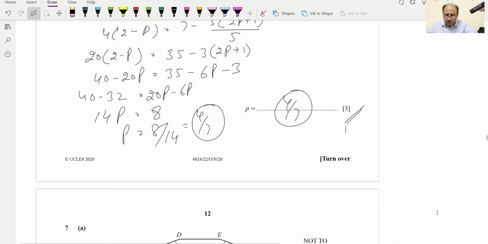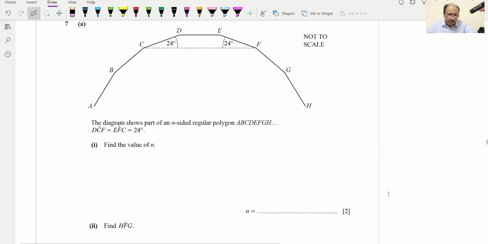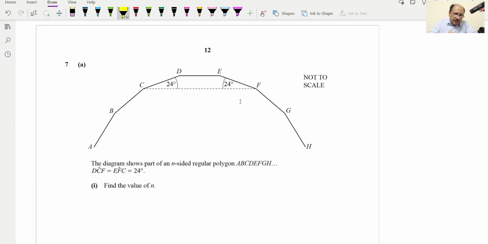Hopefully you understood this. Question number 7a part, diagram is not to scale. The diagram shows part of an n-sided regular polygon A, B, C, D, F, G, H, this one. So angle DCF is equal to 24. Find the value of n.